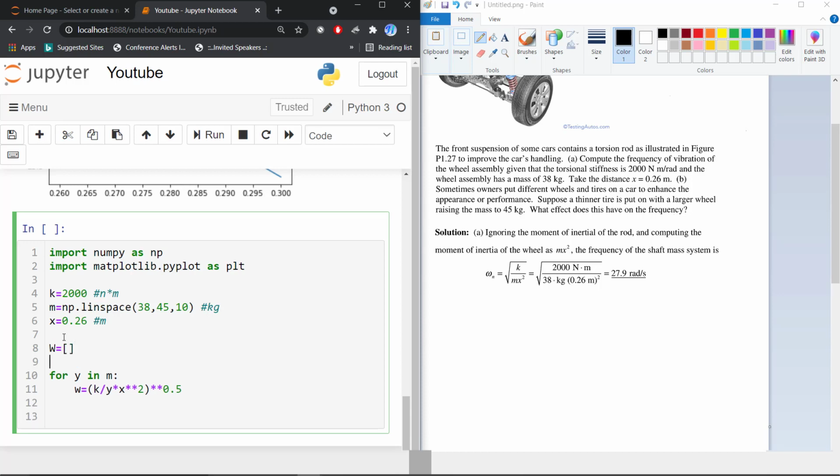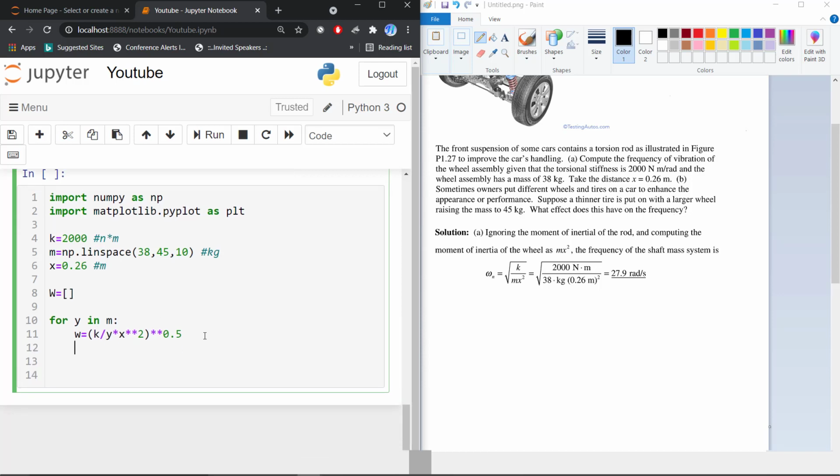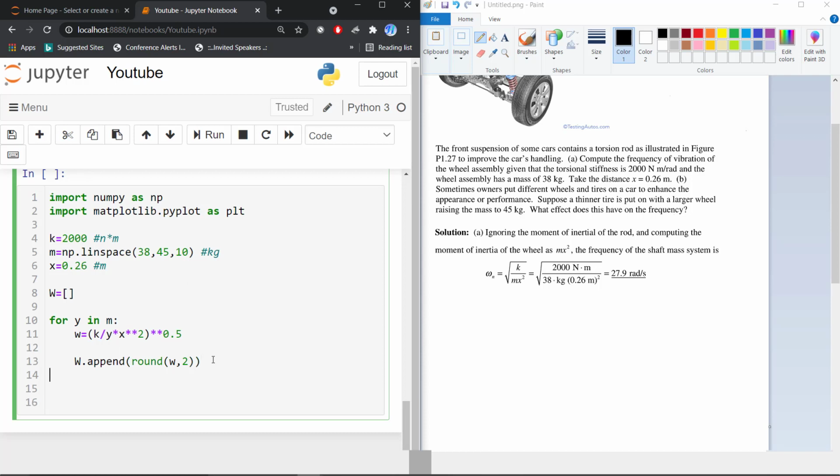We generate one empty list w, and with w.append I will append this small w, rounded to 2 digits. So it will start at 38 and run this loop again over the 10 divisions, 38, 39, 40, 41, 42 up to 45, so it will run this code 10 times. Now I will exit and print our w value.